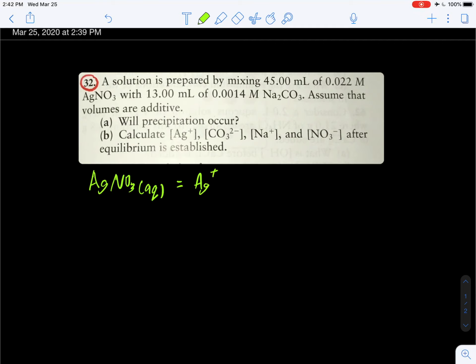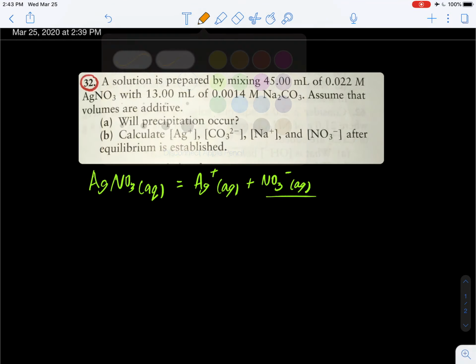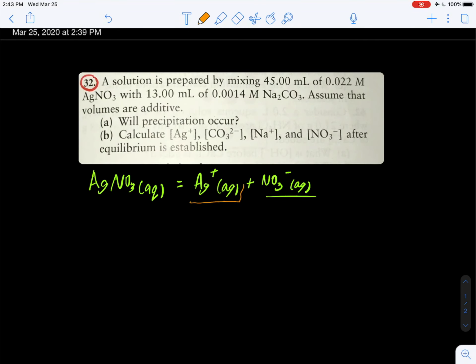Silver is a +1 transition metal, and nitrate is a polyatomic ion with a charge of -1, and this is a spectator ion. So let me just emphasize that here. The reactive species in silver nitrate is going to be silver ion.